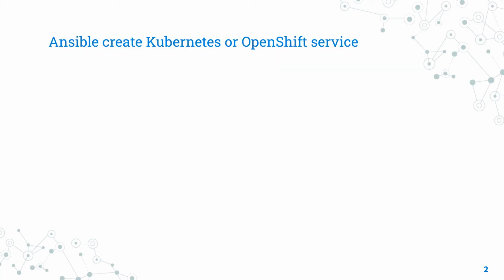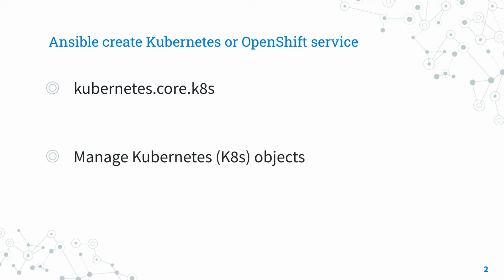Let's talk about the Ansible module K8s. The full name is kubernetes.core.k8s, which means that it's part of a collection of modules of Ansible to interact with Kubernetes and Red Hat OpenShift cluster. It manages Kubernetes objects.